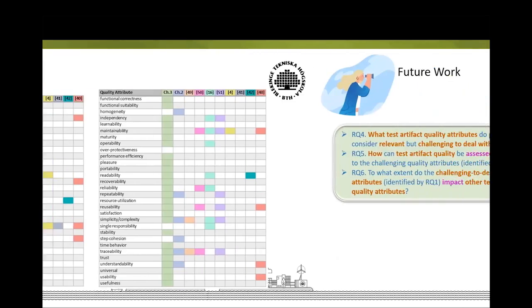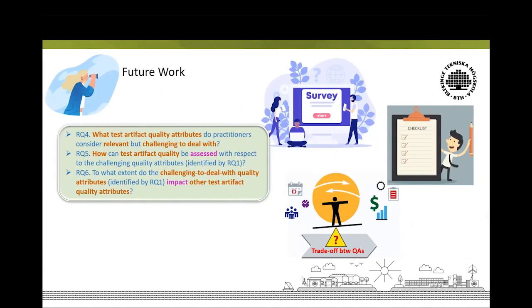So for the future work, we have 3 research questions we want to answer. And the first one is that we want to understand, if we give practitioners the full list of quality attributes, can they pick which ones they think are relevant but challenging for them to deal with? And then we want to understand as well how the test artifact quality could be assessed based on the selected quality attributes by practitioners.